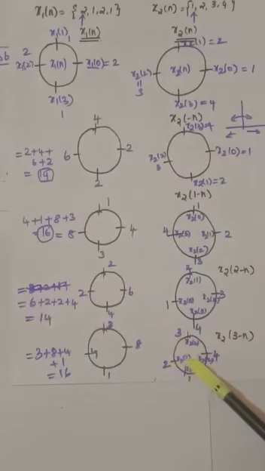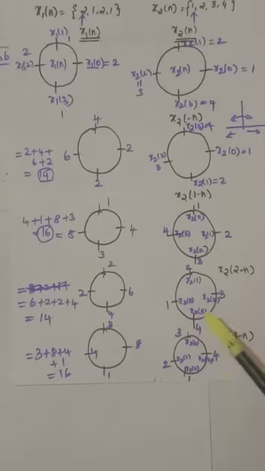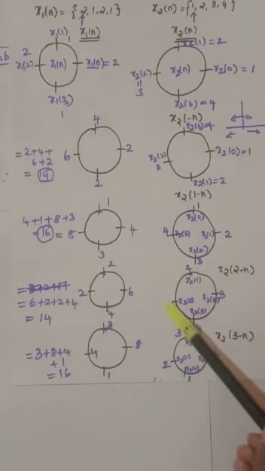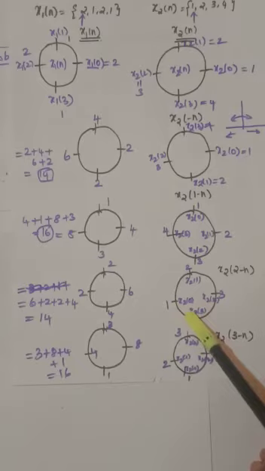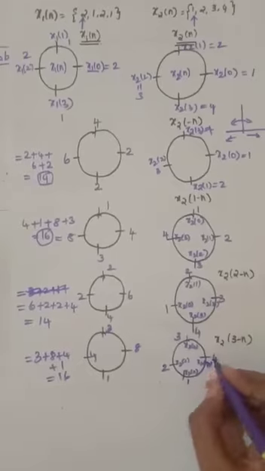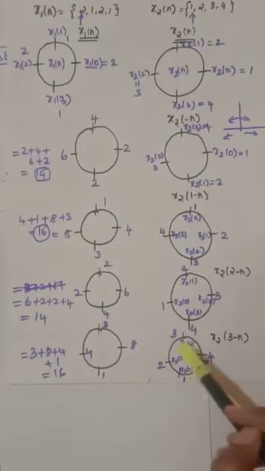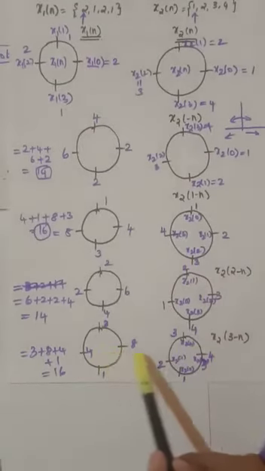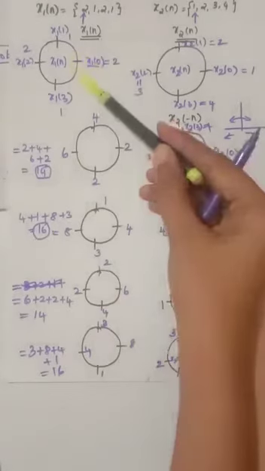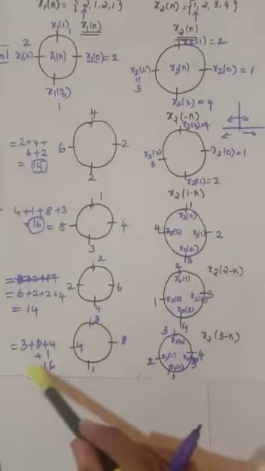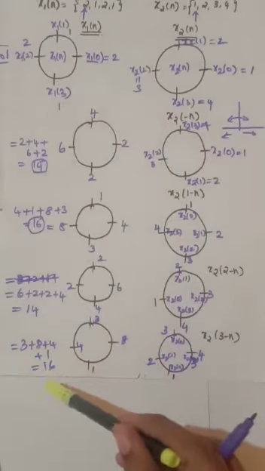Similarly, I need to find x3 of 3. First I need to find x2 of 3 minus n, which is obtained by shifting this sequence once. So x2 of 0 will come in this point, x2 of 3 will move to this point, then x2 of 2 will move here. Like that, shifting will be done. Then after shifting, I have to perform multiplication of this with this input sequence. So I will get this answer. Finally I need to add, and I have got the value as 16.